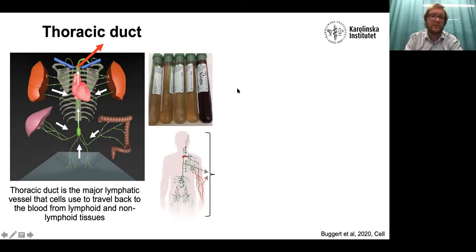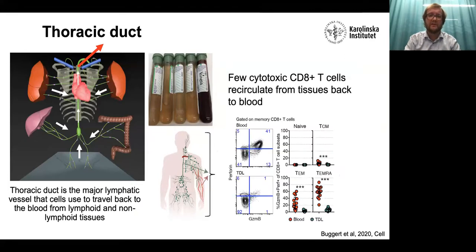So essentially what we did here was to understand, do we find cytotoxic T cells when you look into the thoracic duct? So these cells are circulating from our tissues back into the blood, versus cells that are present within the blood. And essentially the answer is no. There are very few cytotoxic T cells that recirculate from tissues back to the blood at steady state.